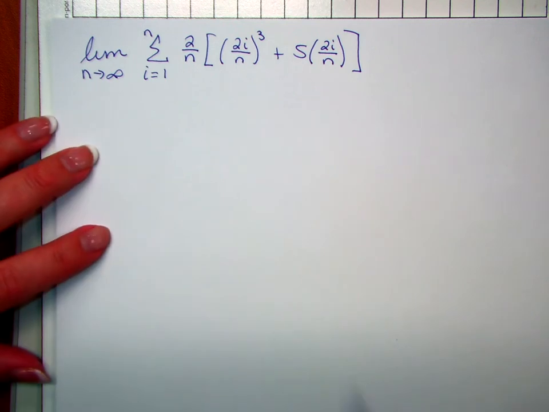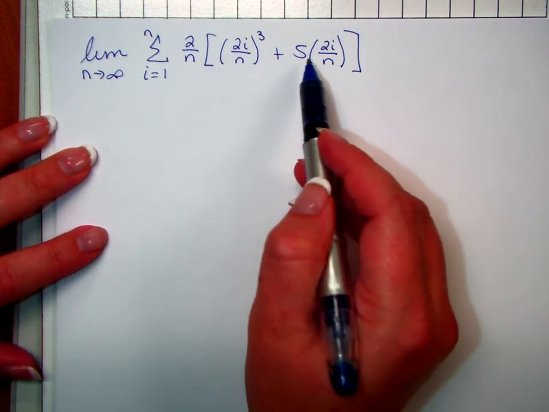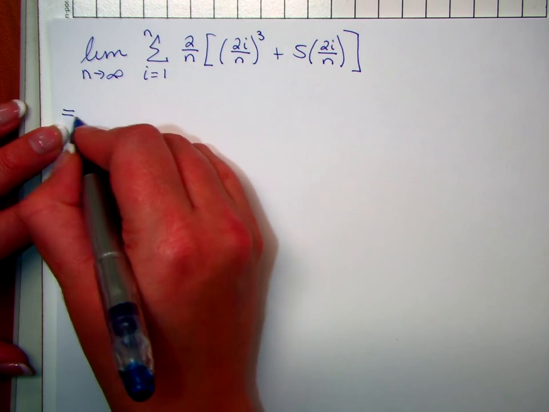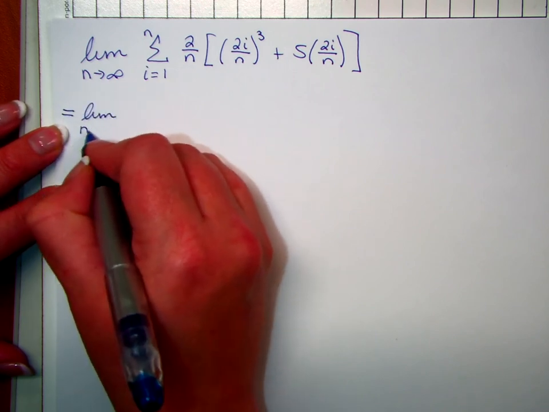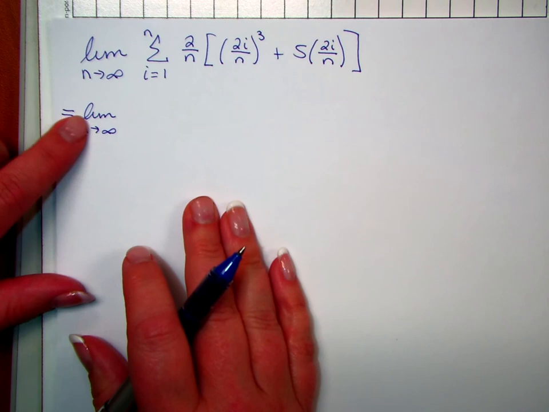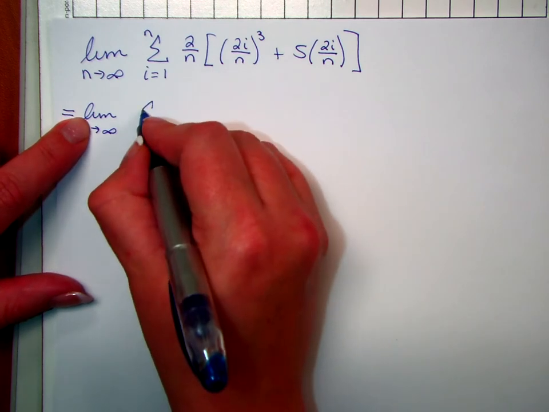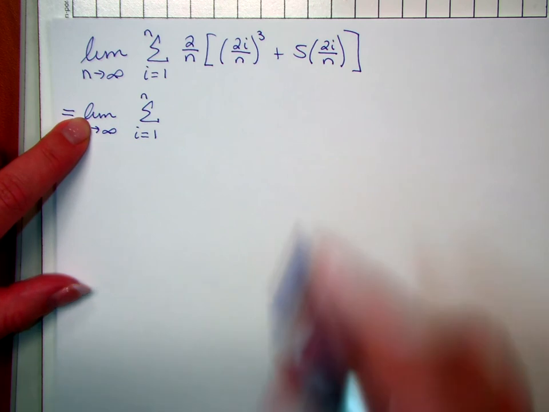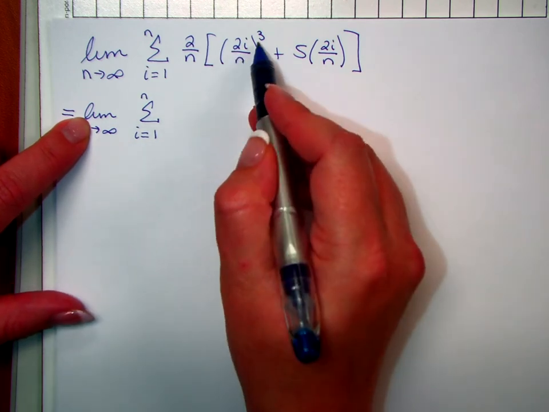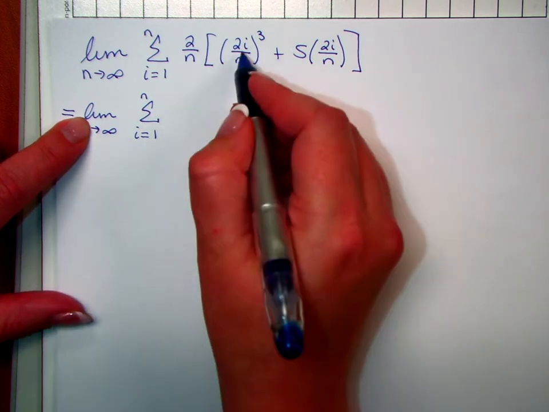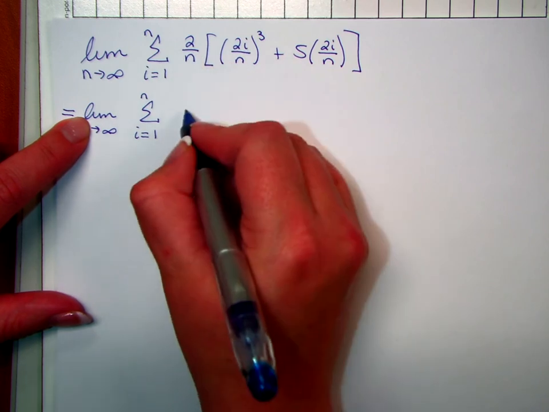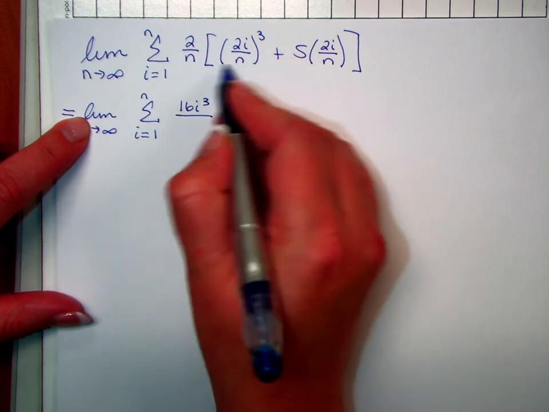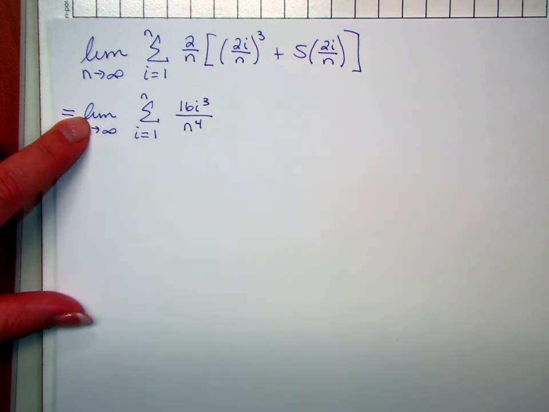Okay, so I am going to go ahead and cube everything, distribute the 5 and distribute the 2 over n, just to expand this form here. So I have the limit to be applied last. We're going to do the sum first. So 2i over n cubed is 8i cubed over n cubed. 8i cubed times 2 is 16i cubed. n cubed times n is n to the 4th.